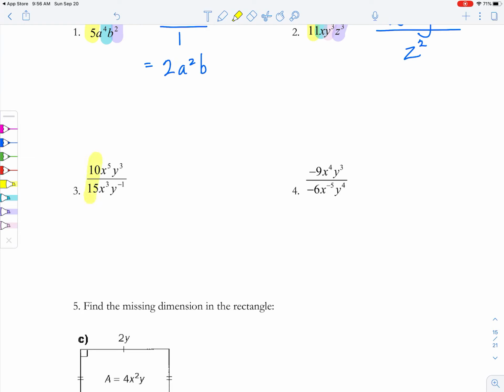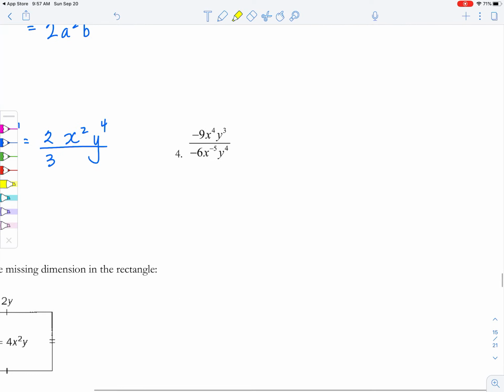Here's our first one where we have the numbers turning into a fraction to simplify. So we would have 2 over 3, because 10/15ths, divide top and bottom by 5, we get 2 over 3. Looking at the x's, we're left with x^2 up top. Looking at the y's, we've got a y to the minus 1 here, but really, if we move it up top, that'll give us a y to the 1 up top. So y to the 3 times y to the 1 is going to give us y to the 4 up top.